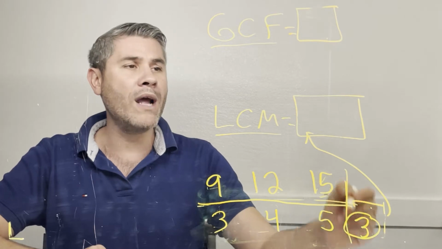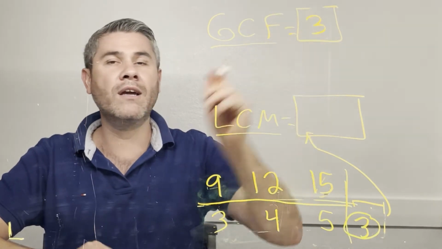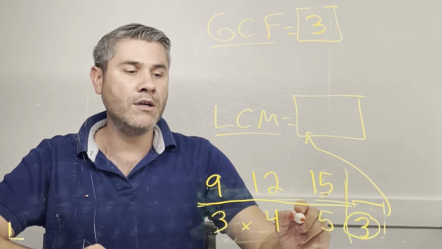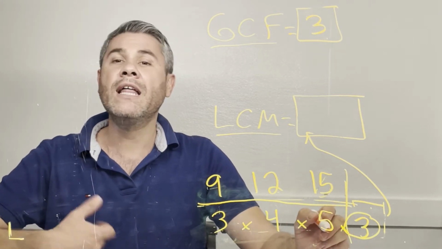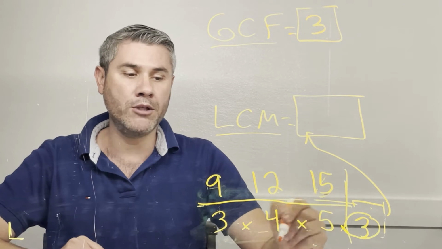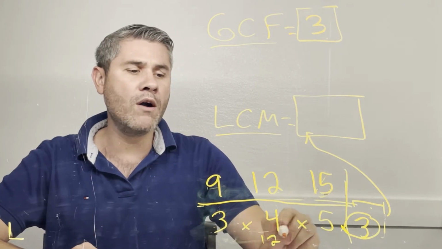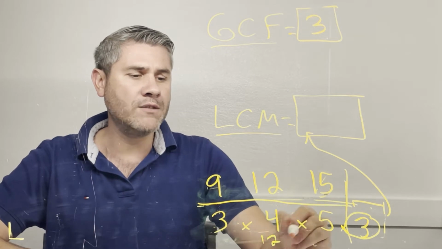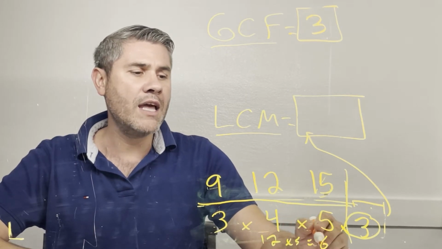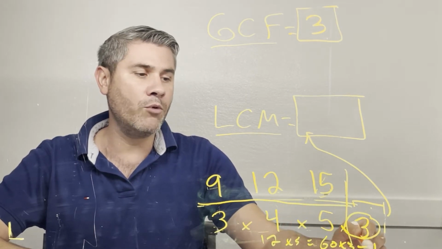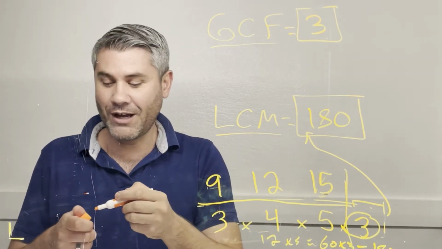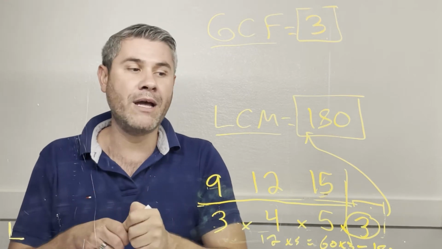Again, this number on the right side is providing our greatest common factor. If we multiply 3 times 4 times 5 times 3, that will give us the least common multiple. 3 times 4 would be 12, 5 times 3 would be 15, or you could do it in order. 12 times 5 is 60, and then 60 times 3 would be 180. You don't need a calculator, guys. You just need more practice to be able to multiply your numbers.